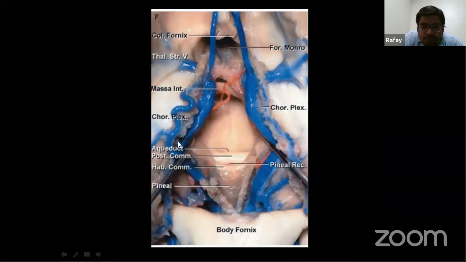Again, the superior view of the cavity of the third ventricle. The body of the fornix has been removed, and here we can appreciate the components of the posterior wall of the third ventricle, that is the pineal region, the habenular commissure, pineal recess, posterior commissure, and aqueduct of Sylvius.